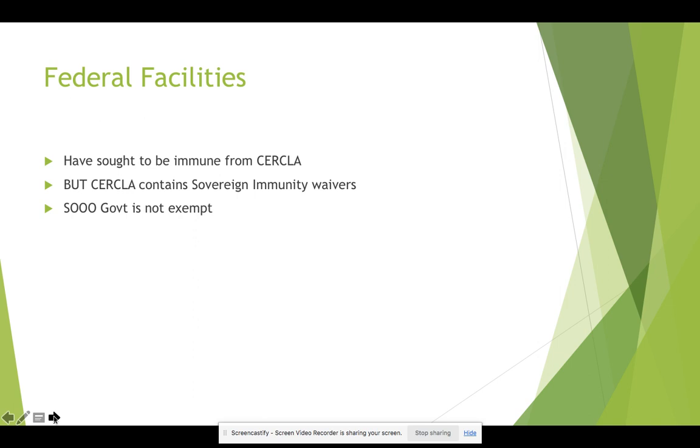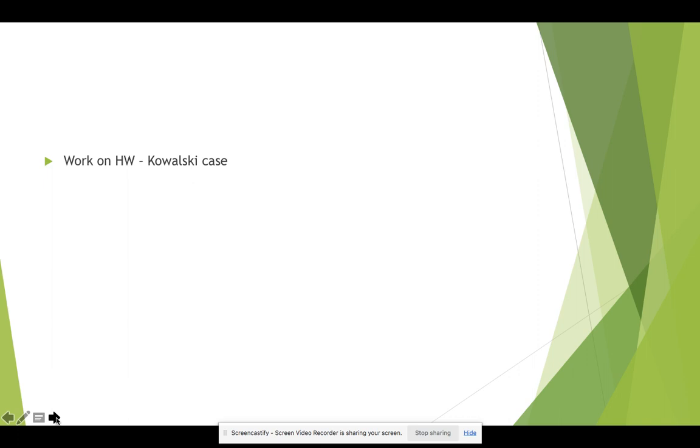Federal facilities try to be immune from CERCLA, but there are waivers of sovereign immunity in CERCLA. So the government is not exempt. So with these federal facilities, the EPA can go in and clean up and ask for money from that federal agency or whatever that is.